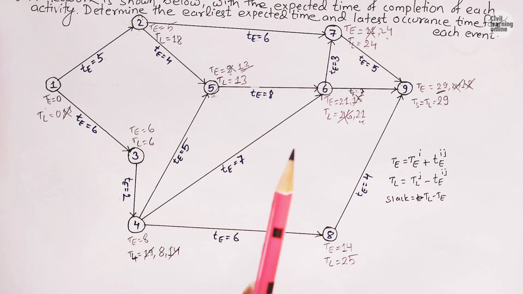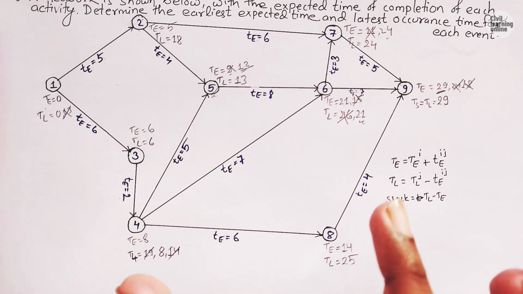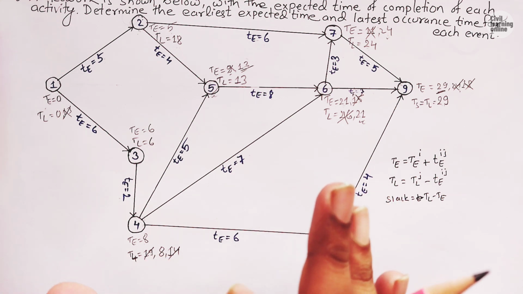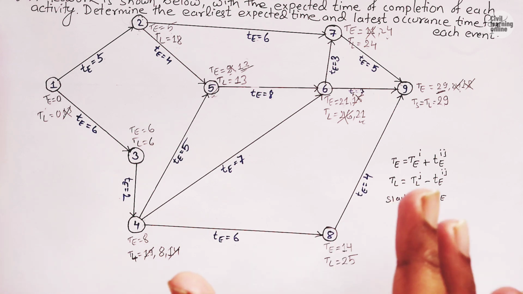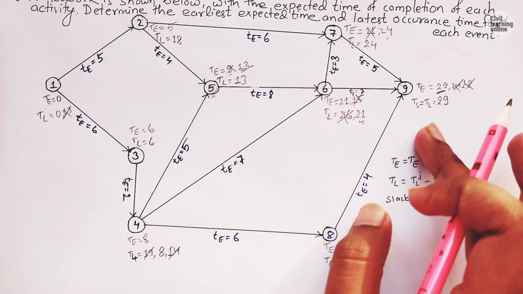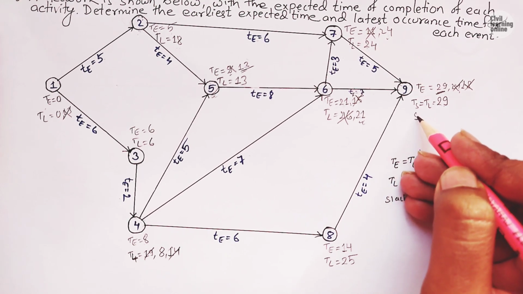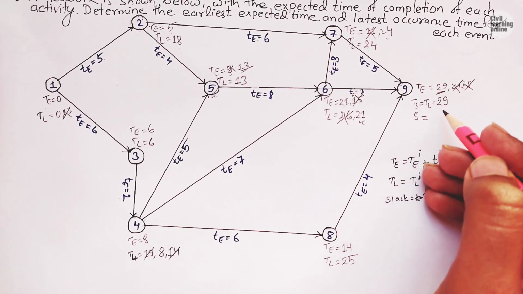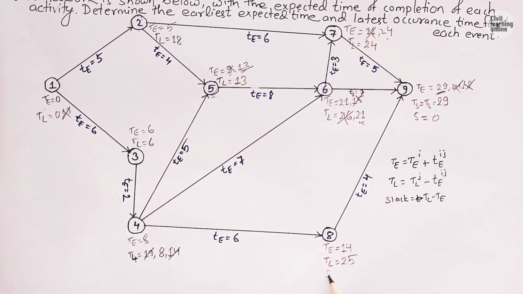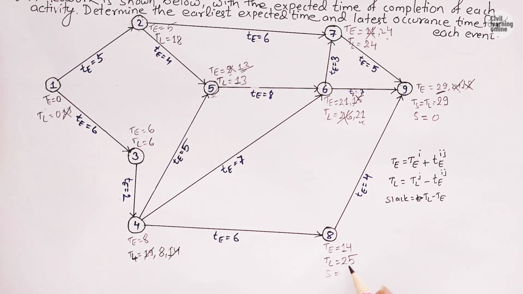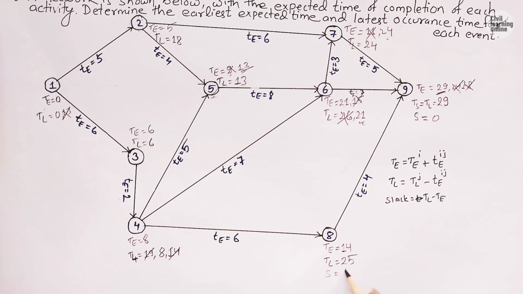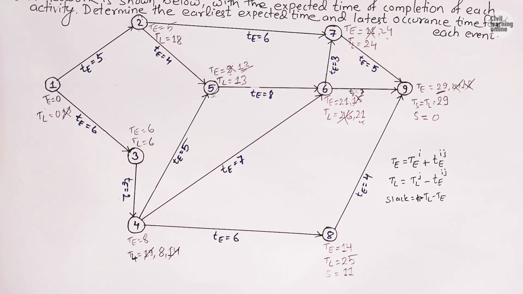And I am going to show you in tabular form. If you are not told to find it in tabular form, then you can solve it as it is, and you can easily calculate the slack also. Here you can write it below. If you ask me to show you here, then we will write slack S equals 29 minus 29, which is 0. Similarly, slack here is 25 minus 14, which is 11. That's how we calculate the slack in a given network.